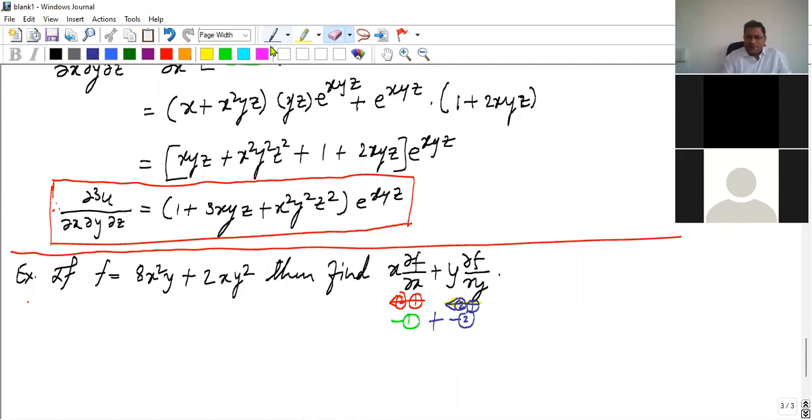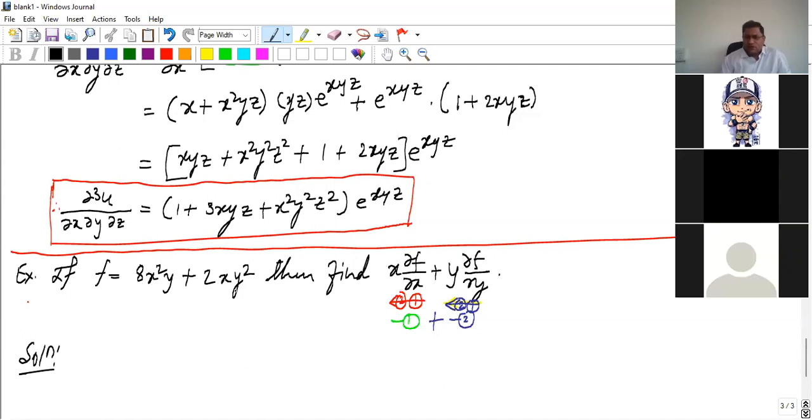Have you got the idea? Yes, sir. Same question. Yes. So the question is 8x square y plus 2xy square. That's true. Yes, I think it was there.